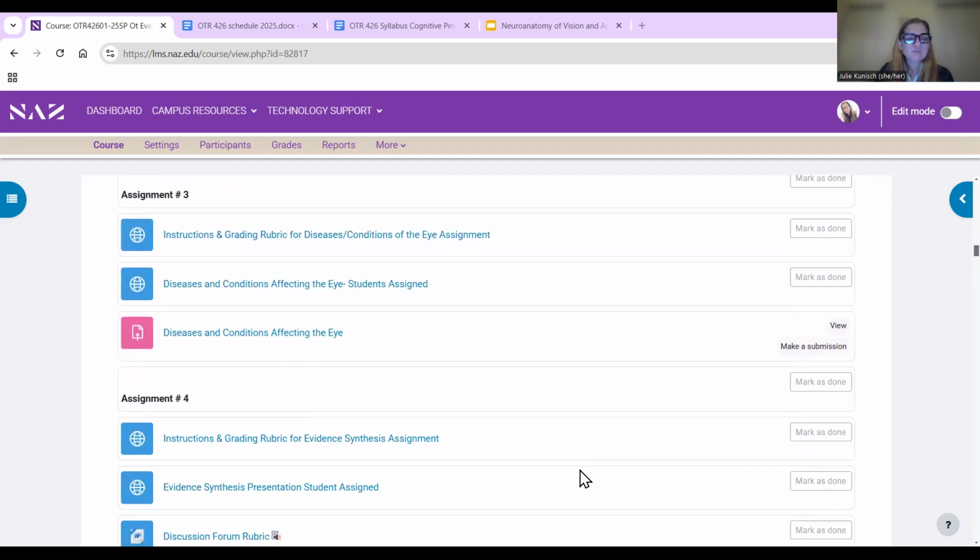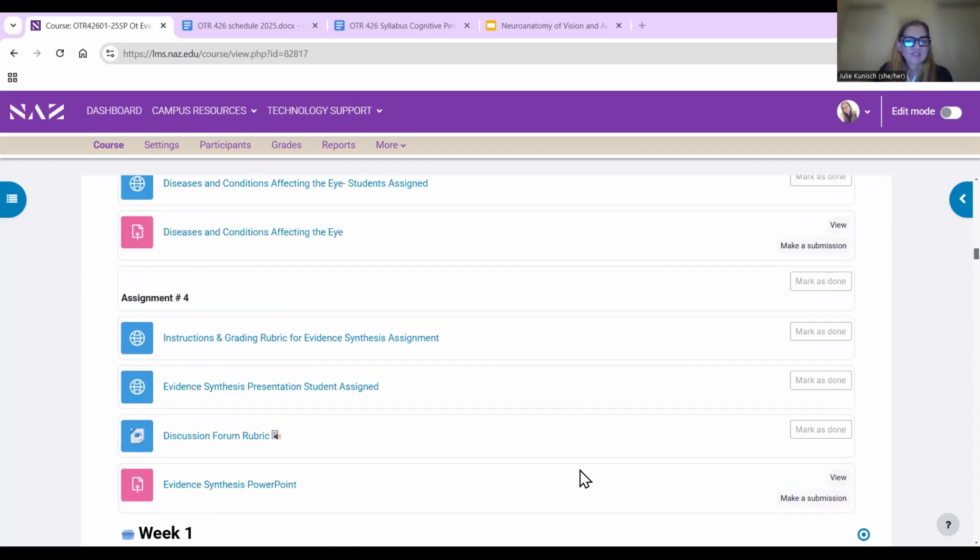And then the final assignment is this diseases and conditions affecting the eye assignment. I'll get into that. That is the day where you all come in with a presentation and you've been assigned a very specific condition or disease of the actual eye that impacts people's vision, like cataracts, glaucoma, retinopathy, and so forth, so we can all learn about these different types of diseases and conditions.